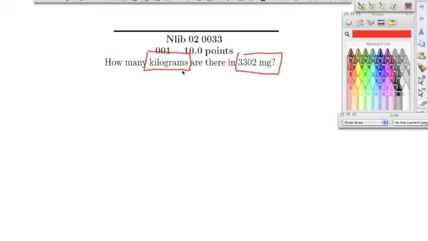Main thing here is we have to have our conversion factors. Now, we might not know how many kilograms are in a milligram, but we should know that 1,000 milligrams equals 1 gram, and we should know that 1,000 grams equals 1 kilogram. And this will give us our conversion factor that we need.